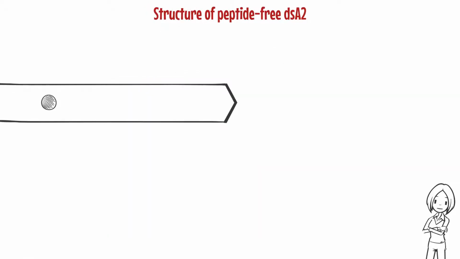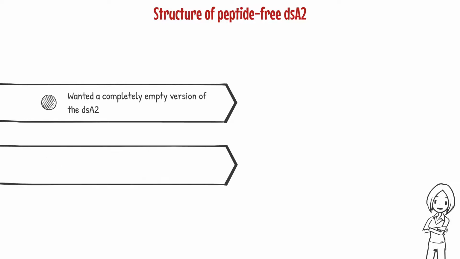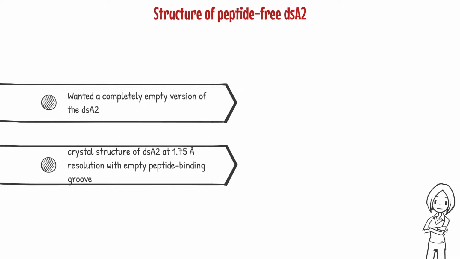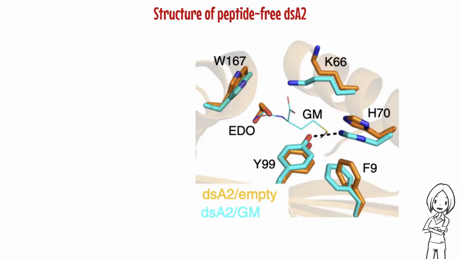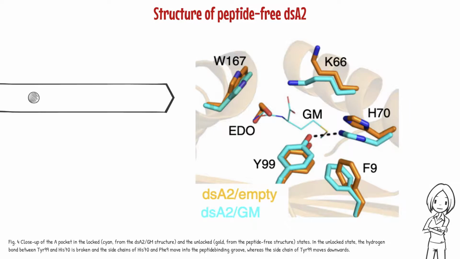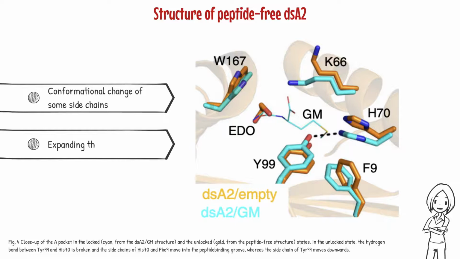The groups then, of course, wanted to crystallize a complete empty version of the disulfide stabilized class 1 molecule. With the empty protein, Rob Meijers obtained a crystal structure of the disulfide stabilized class 1 molecule at a 1.75 angstrom resolution with an empty peptide binding groove, where one ethane-diol is present in the A pocket. The lack of peptide in the A pocket revealed a conformational change in some side chains, expanding the pocket.